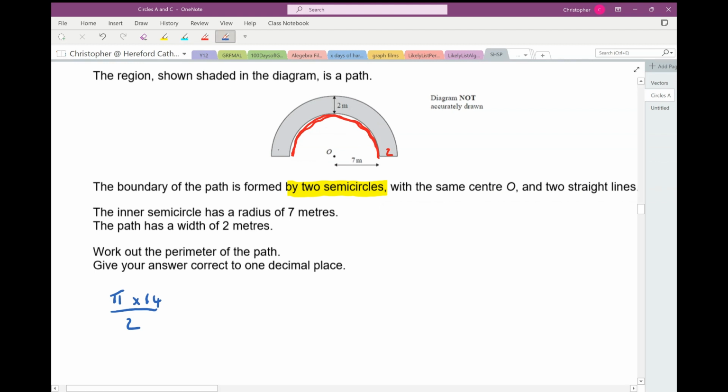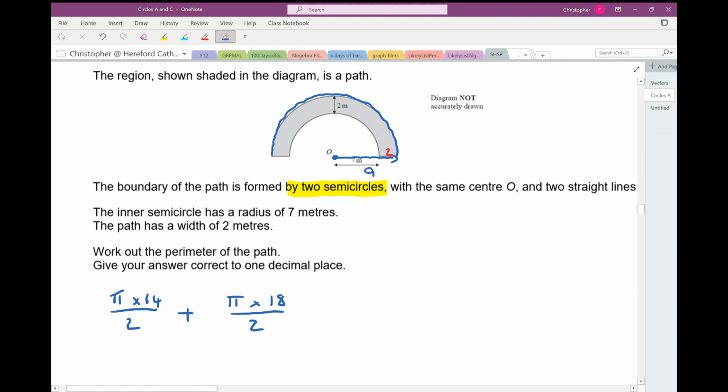Now, what about this blue semicircle here? Better find the length of that, hadn't I? What's that radius going to be? The radius is from here all the way to here, so the radius is 9, so the diameter is 18. So that blue semicircle has a length of pi times 18 divided by 2.